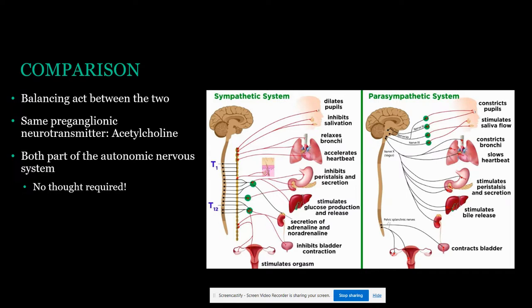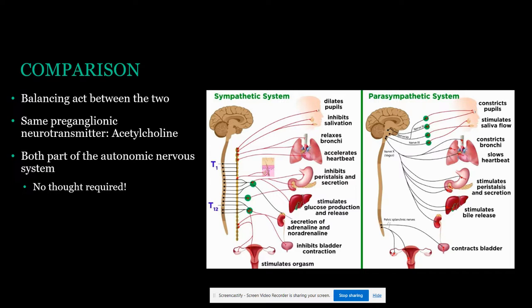They both release the same neurotransmitter at the preganglionic fiber, which is acetylcholine. The big similarity is that they are both part of the autonomic nervous system. They both originate from the spinal cord, and they control things that physiologically we have no conscious control over. We don't control how fast our heart beats. We don't control how much we breathe or how dilated or constricted our bronchi are in order to allow increased airflow. We never really think about that. It just kind of happens in our body. They're part of this automatic system.